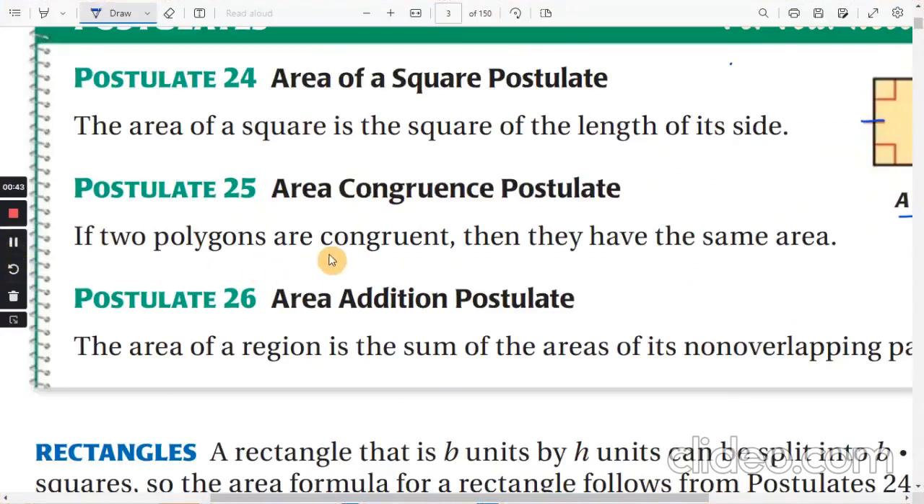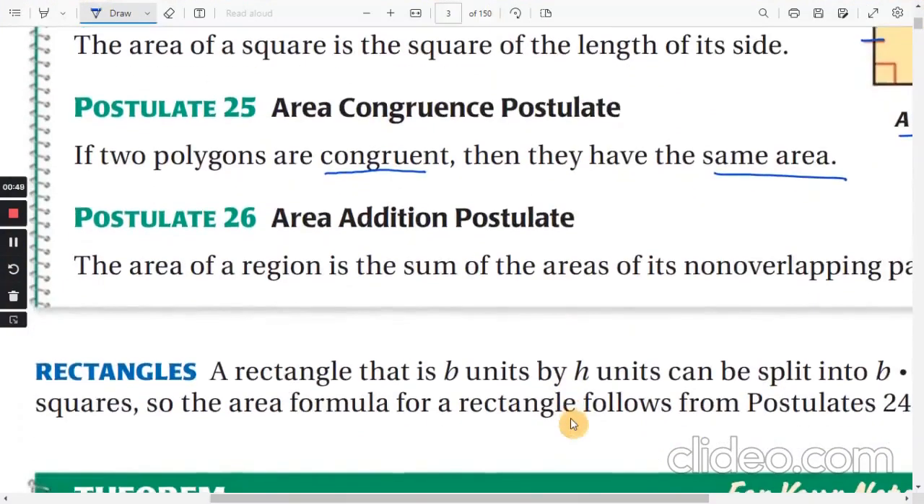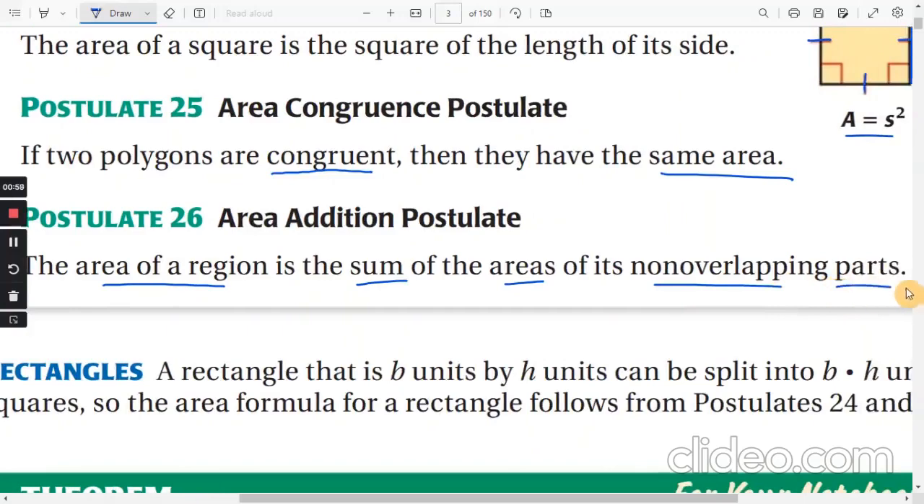All right, if two polygons are congruent, then they have the same area. And finally, the area of a region is the sum of the areas of its non-overlapping parts.